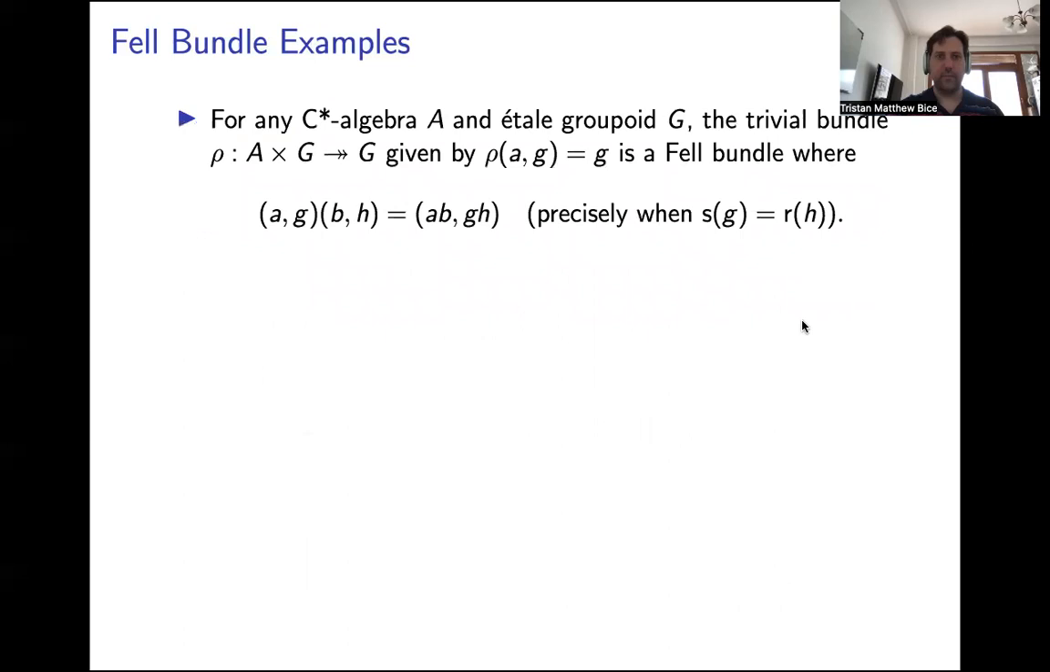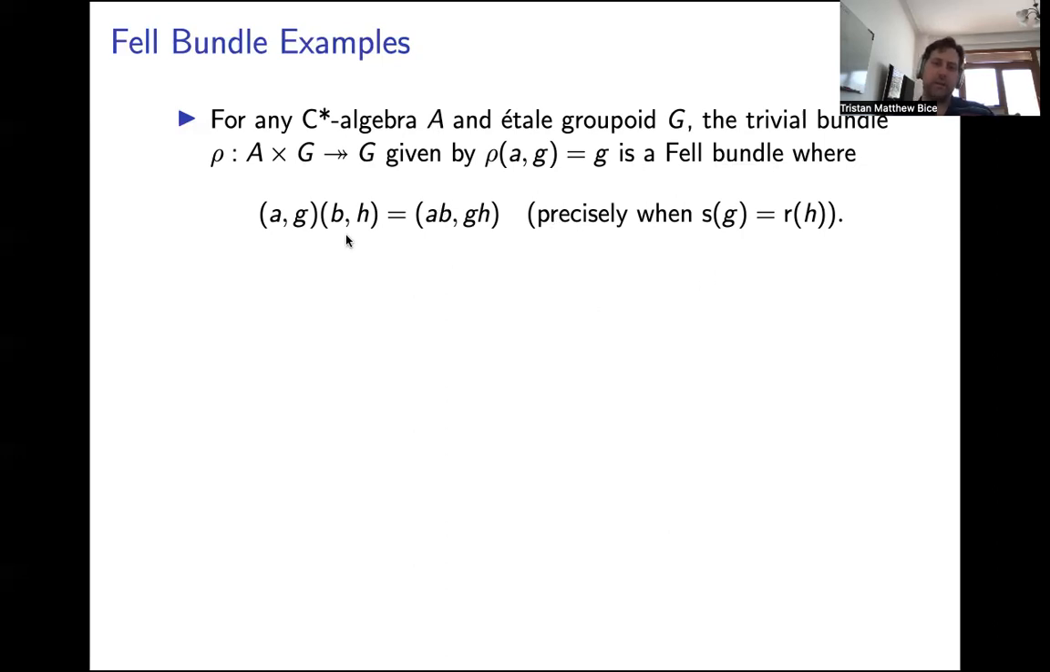So what about some simple examples? Well, there's again a kind of trivial class of examples. Look at trivial Fell bundles, where you take some fixed C-star algebra A, some fixed étale groupoid G, and you look at their product in the usual product topology. If you take your bundle map rho to be just the projection onto G, then you can verify the axioms pretty easily and find you get a Fell bundle, where the product is just the pointwise product. So if you have two elements g and h such that their source and range match up, then you can multiply the corresponding pairs just by multiplying ab within your C-star algebra A.